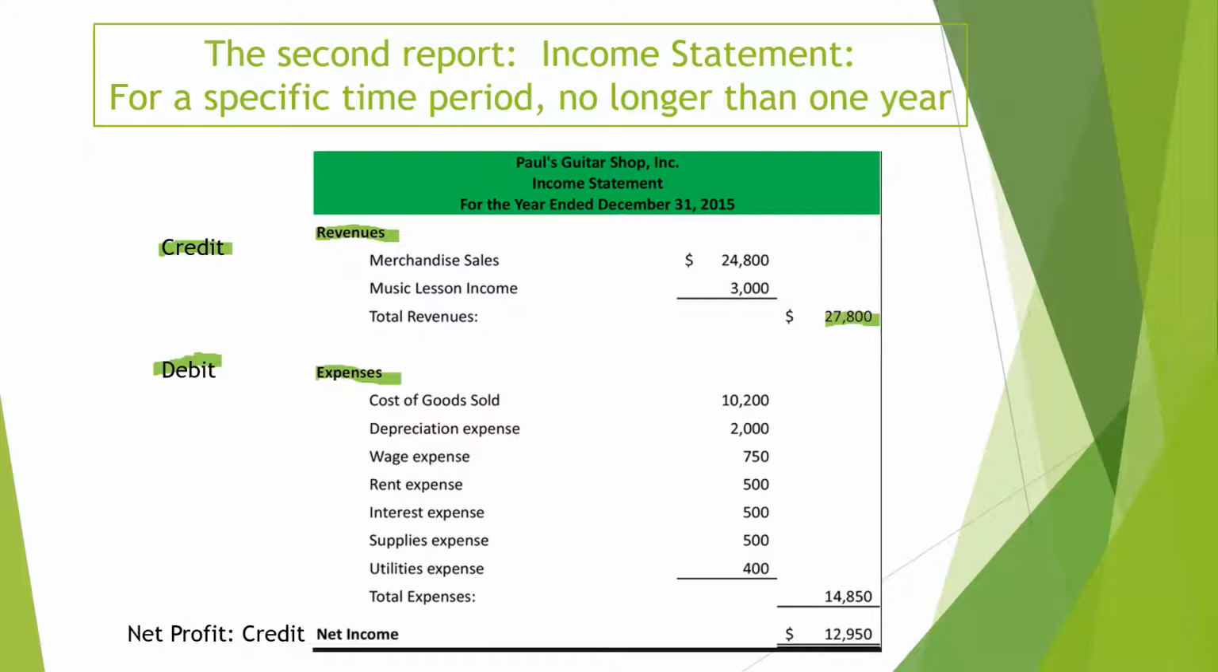So our revenues for this year for our guitar shop was $27,800. Our expenses were $14,850. Well, $27,000 minus $14,000 means that we're going to have a net profit because revenues were greater than expenses of $12,950. Here's our net income. And if you remember, net profits carry a credit balance because revenues, credits, are more than expenses, which are debits. So a net profit, being a credit, increases the account balance of owner's equity. So now we have gone through and unlocked that mysterious, wonderful language of accounting.